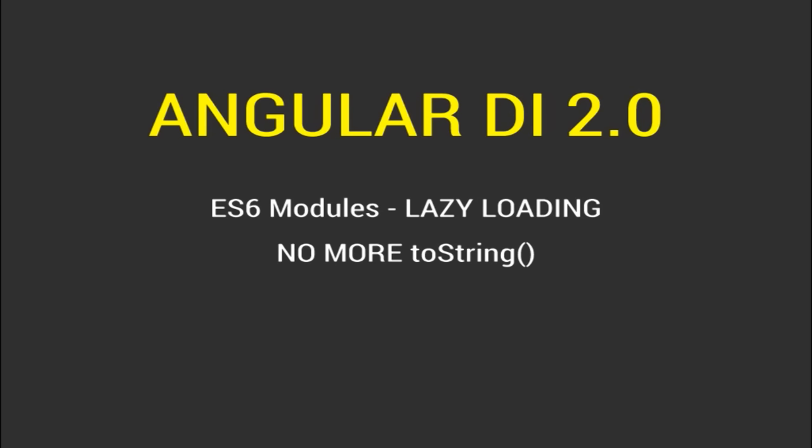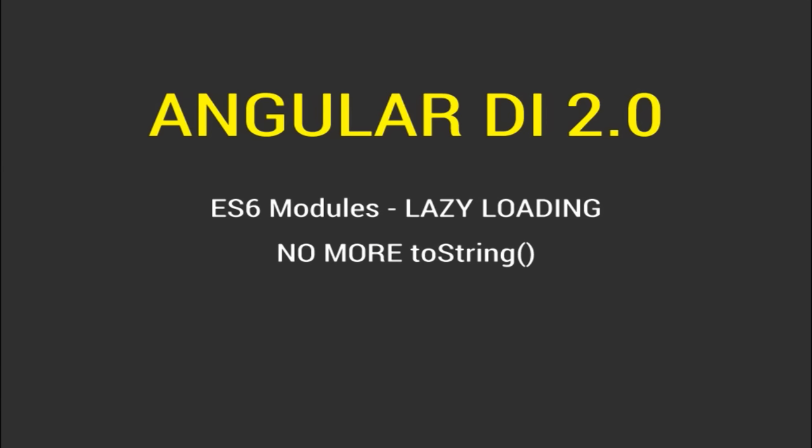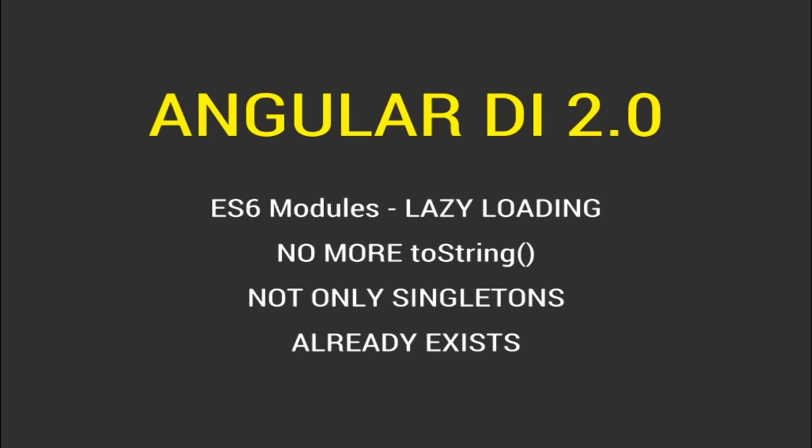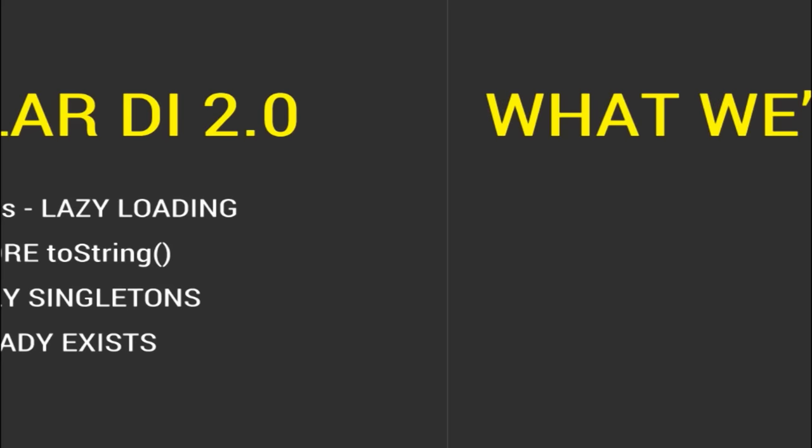In the Angular DI, the next version, no more two strings. What I showed you, that you have two versions, the simple one and the array one. The simple one will no longer exist because they figured out it's not the best practice. And it will be not only for singletons. You can inject or request instances. And the good news, it already exists. It's on GitHub, you can experiment with it, and this will be the future of AngularJS dependency injection mechanism.